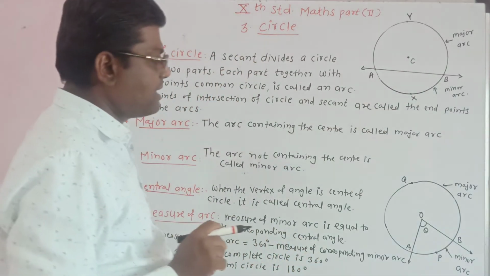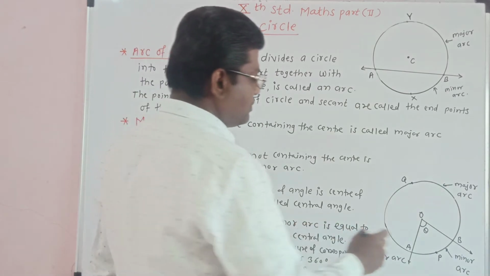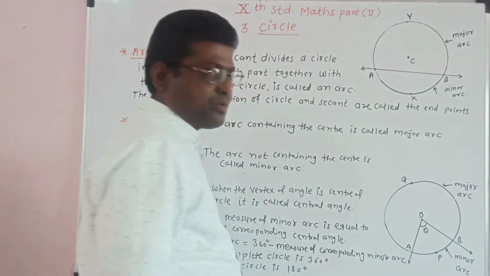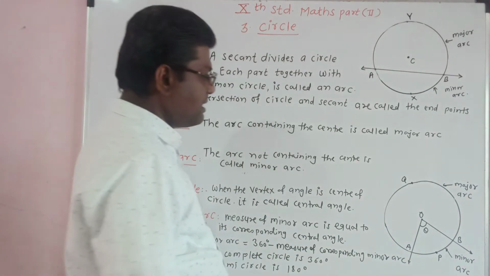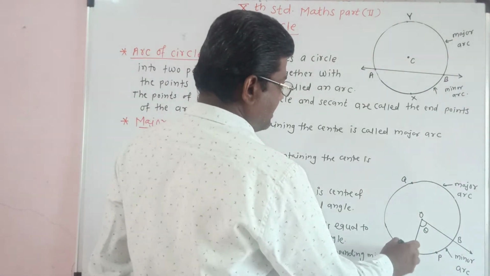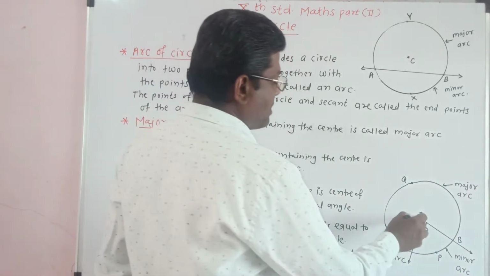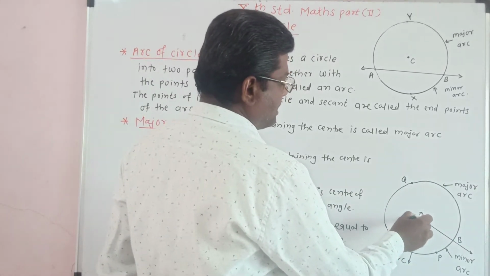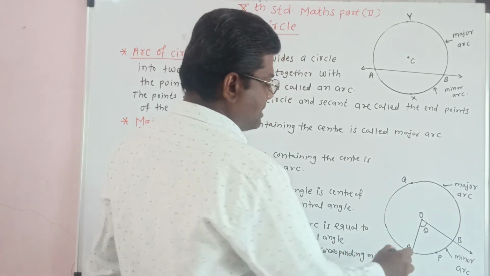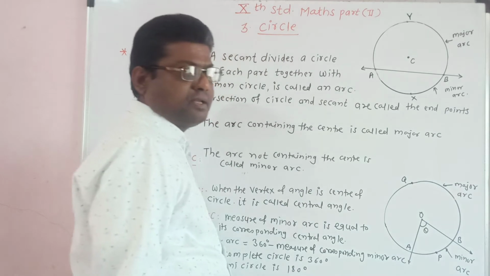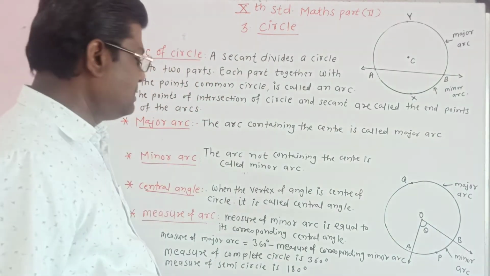Then the central angle: an angle whose vertex is at the center of a circle is called a central angle. Here angle AOB is called a central angle. Because its vertex O is the center of the circle, this angle AOB is equal to theta. It is generally denoted by theta.